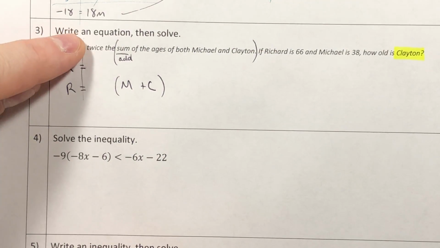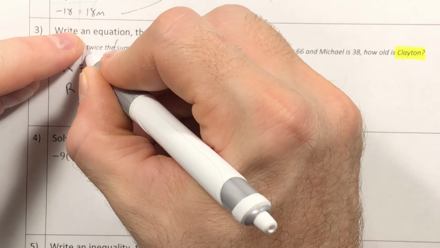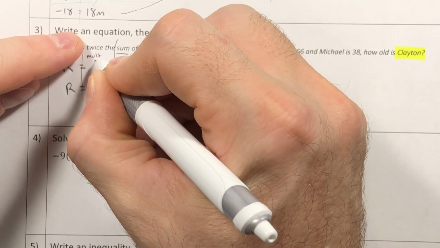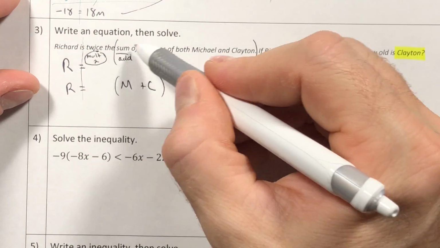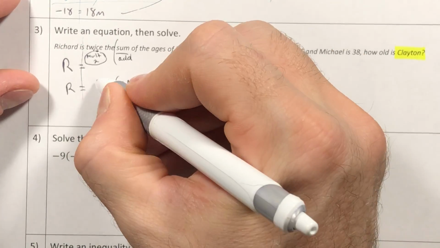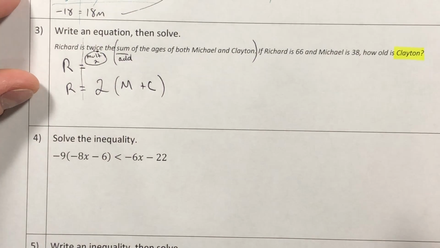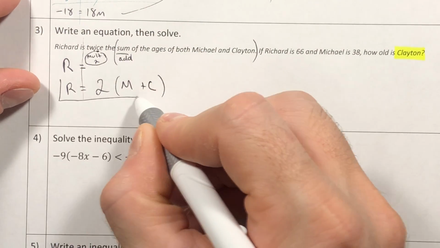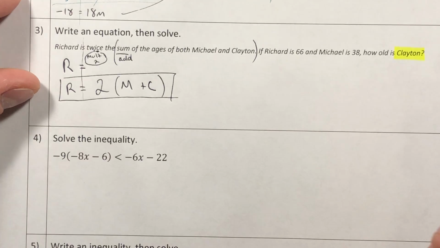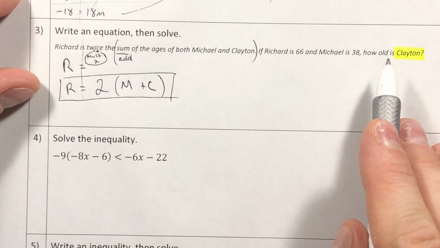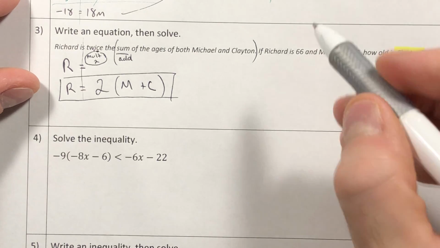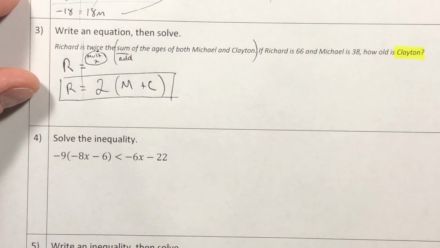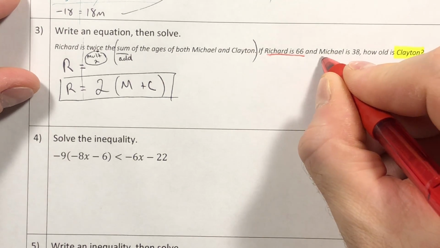So I'm going to take Michael and Clayton and I'm going to add them together. The last thing that I'm going to do is twice. This means multiply by 2. And so I'm going to take the sum and I'm quite literally just going to multiply it by 2. So there's my equation, part 1. The second part is, how old is Clayton? Okay, well, let's plug in what we know. Here I know that Richard is 66 and Michael is 38.